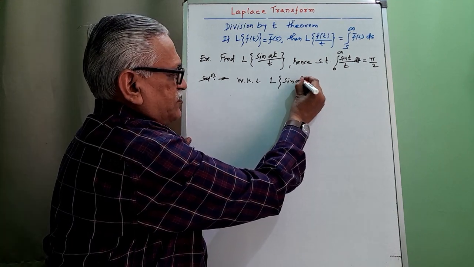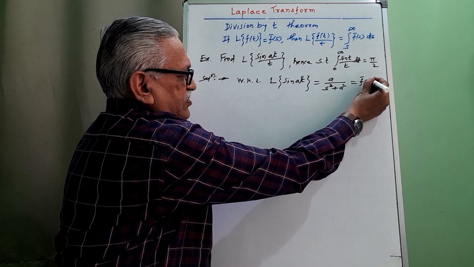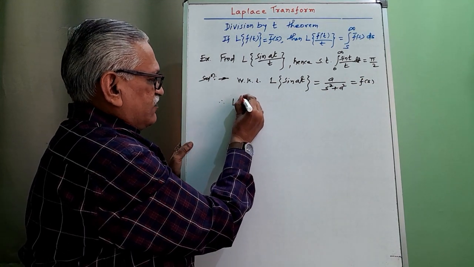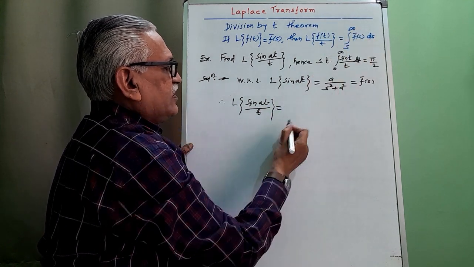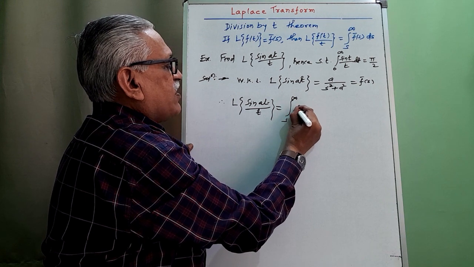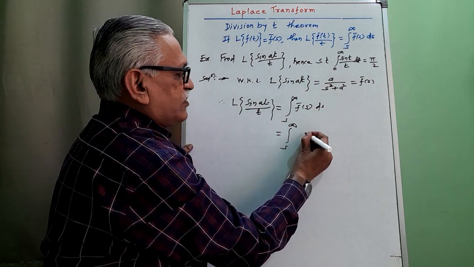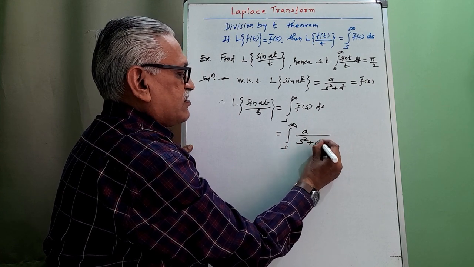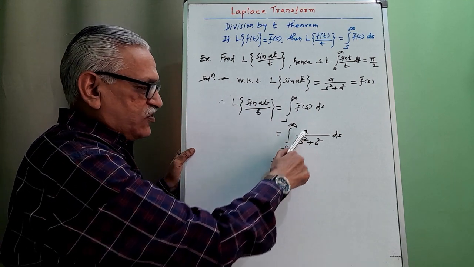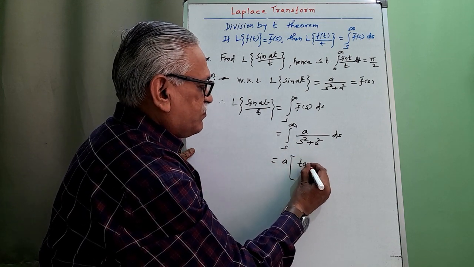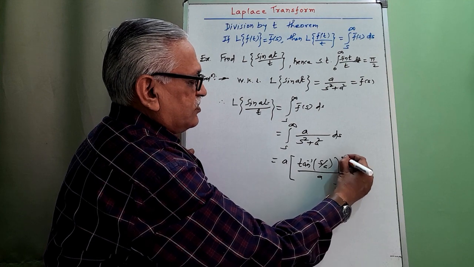And therefore, we know that Laplace of sin at is a upon s square plus a square. And we call this as f bar of s, say. And therefore, Laplace transform of sin at divided by t, as per this theorem, is integration from s to infinity of f bar of s with respect to s. F bar of s, we substitute that value as a upon s square plus a square, and its integration with respect to s. A we can take outside as it is constant term. Integration of 1 upon s square plus a square is tan inverse of s by a, standard result, divided by a, limit from s to infinity.